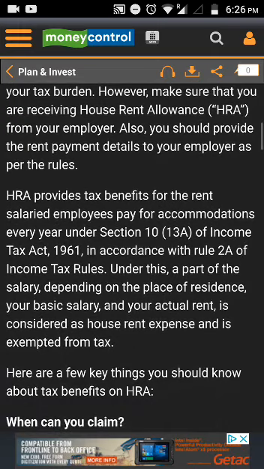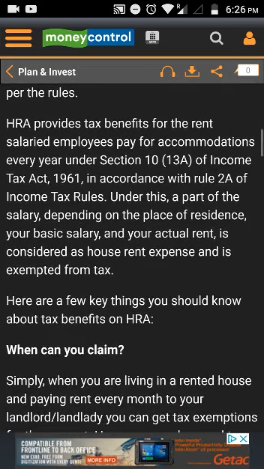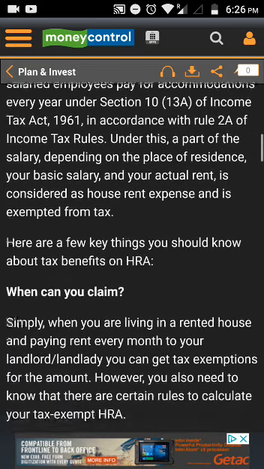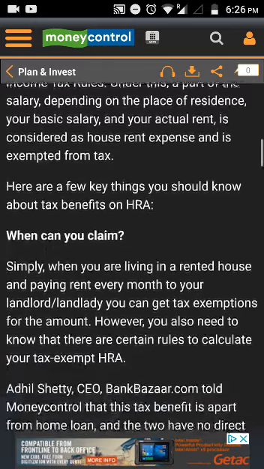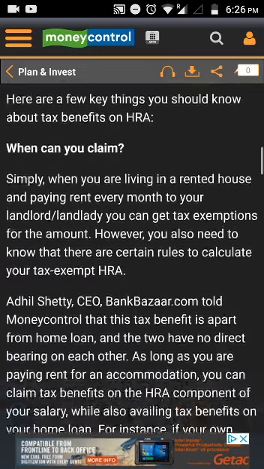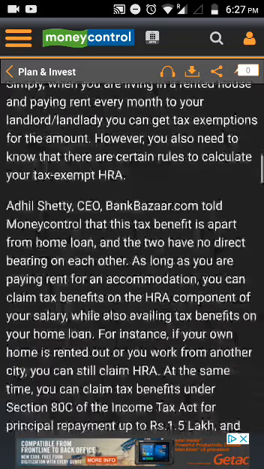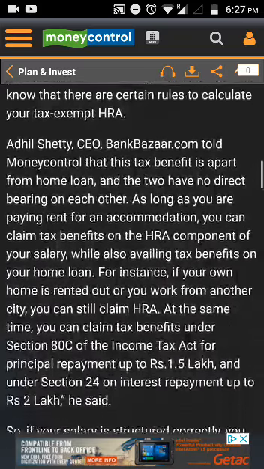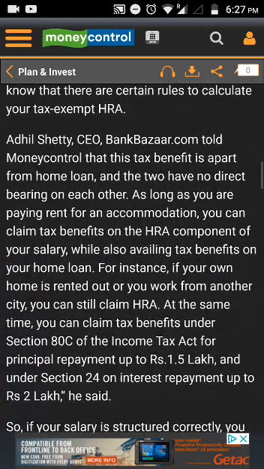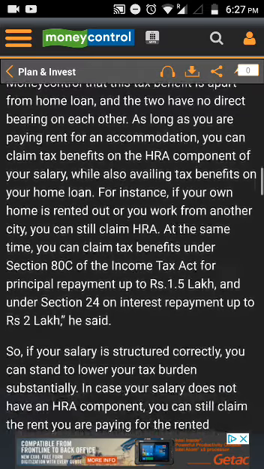As long as you are paying rent for an accommodation, you can claim tax benefits on the HRA component of your salary while also availing tax benefits on your home loan. For instance, if your home is rented out or you work from another city, you can still claim HRA. At the same time, you can claim tax benefits under Section 80C of the Income Tax Act for the principal repayment up to 1.5 lakhs, and under Section 24 on interest repayment up to 2 lakhs. So if your salary is structured correctly, you can lower your tax burden substantially.